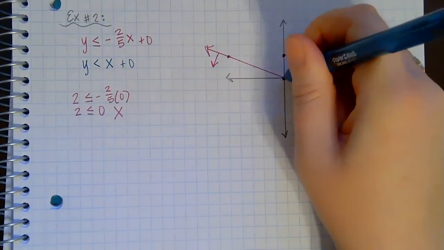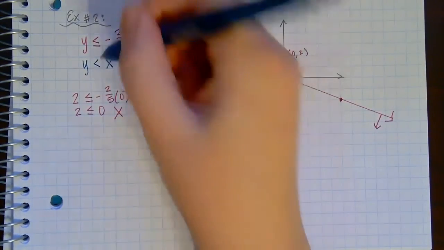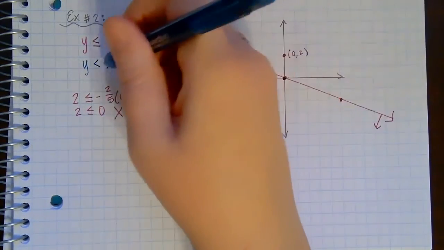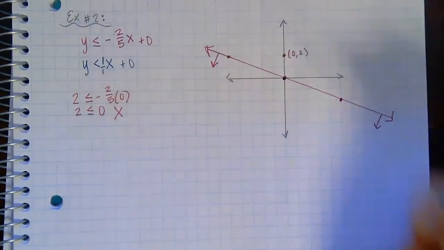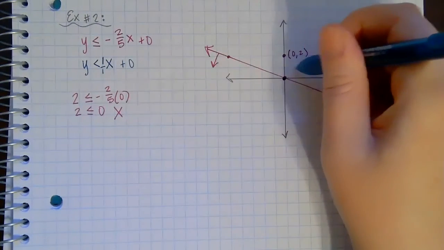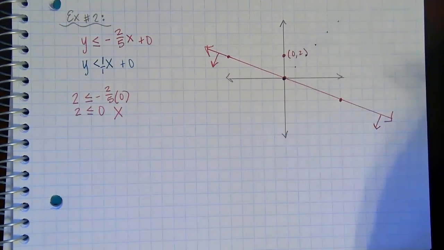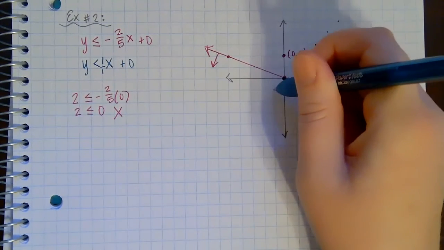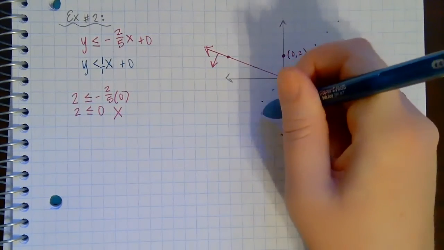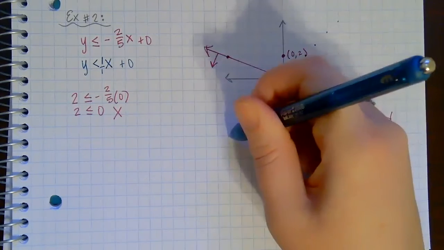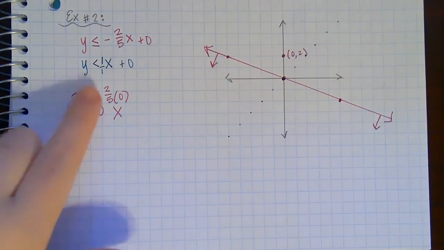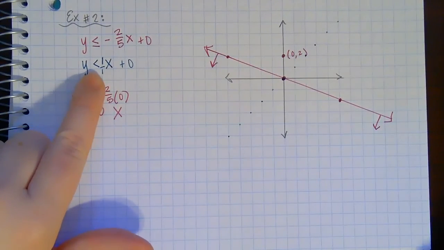So I'm starting again at 0. And then remember, when there's no number in front of the x, that's a 1. So it's 1 over 1. It's positive. So I'm going to go up 1, right 1, up 1, right 1, up 1, right 1, all the way across. Or I could do a negative divided by a negative, down 1, left 1, still positive 1, all the way across. And notice this one doesn't have an equal to, so it's going to be dashed.